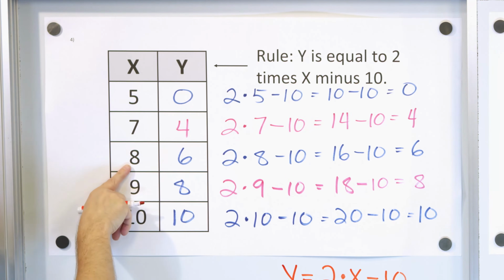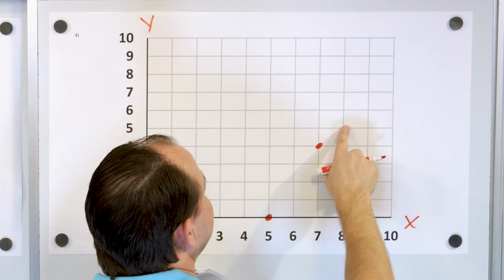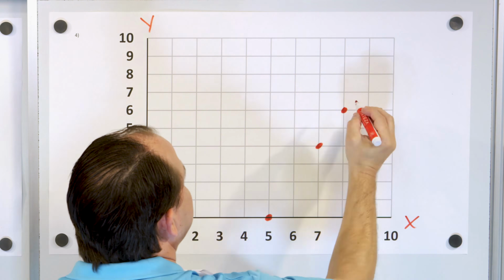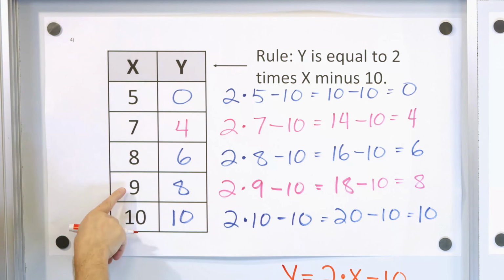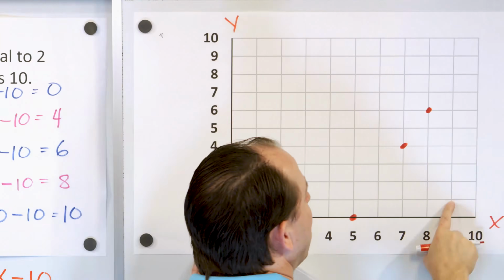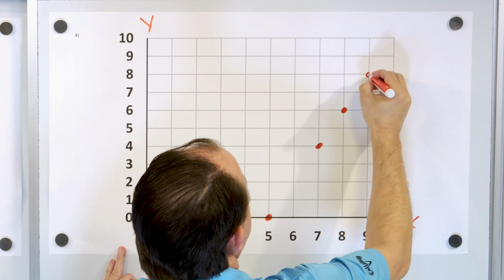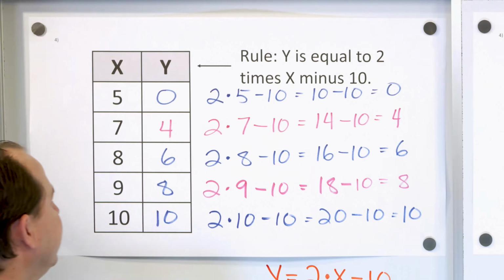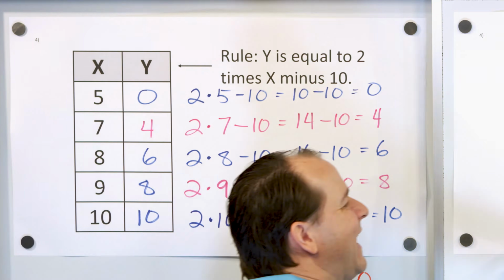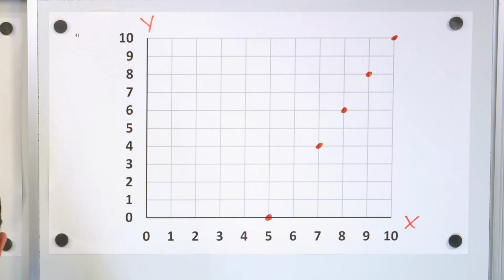8, 6. That means x is 8, y is 6. X is 8, y is 1, 2, 3, 4, 5, 6. Means there's a dot right there. X is 9, y is 8. So x is 9, and then y goes all the way up to 8, which is right here. All right, so we have a dot right there. The final point is 10, 10. That means x is 10 and y is also 10, which means there's a dot right there.